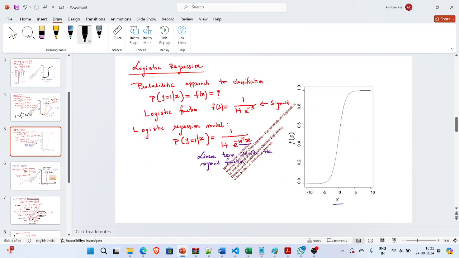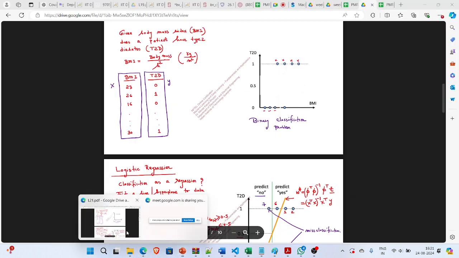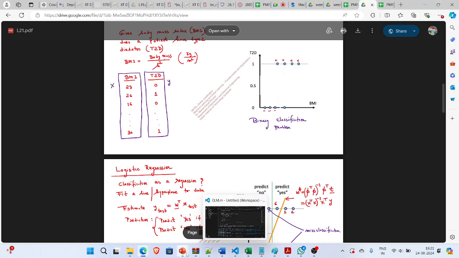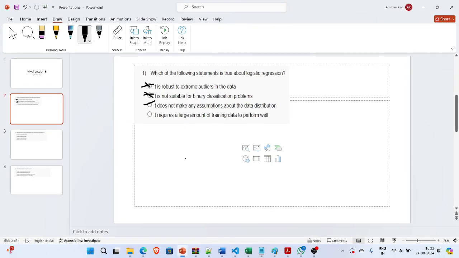We'll explain more as well, but let's go through the questions. It requires a large amount of training data? It does not require a large amount, but what does it mean actually? If you have classifiers like neural networks, the amount of data used is very high. But suppose logistic regression does as well as neural networks, the complexity is not too high.